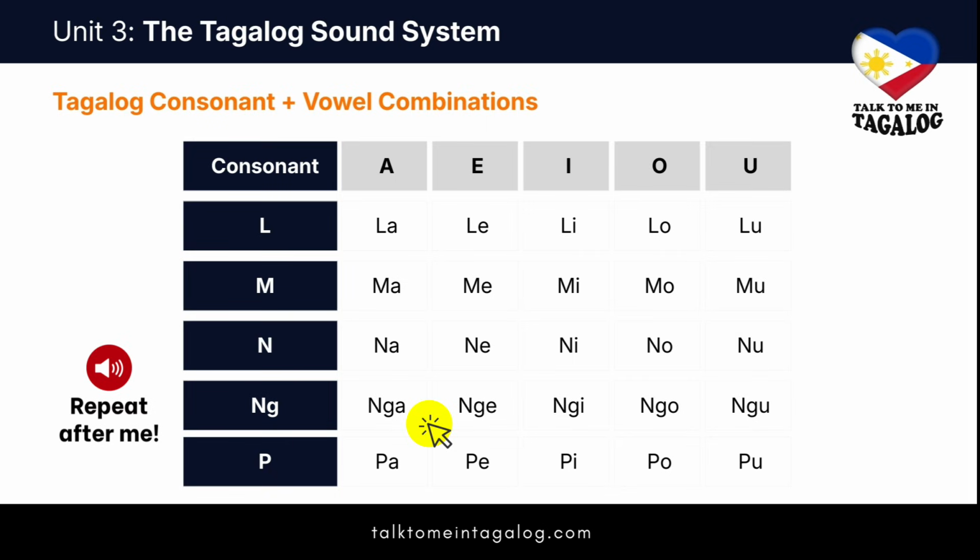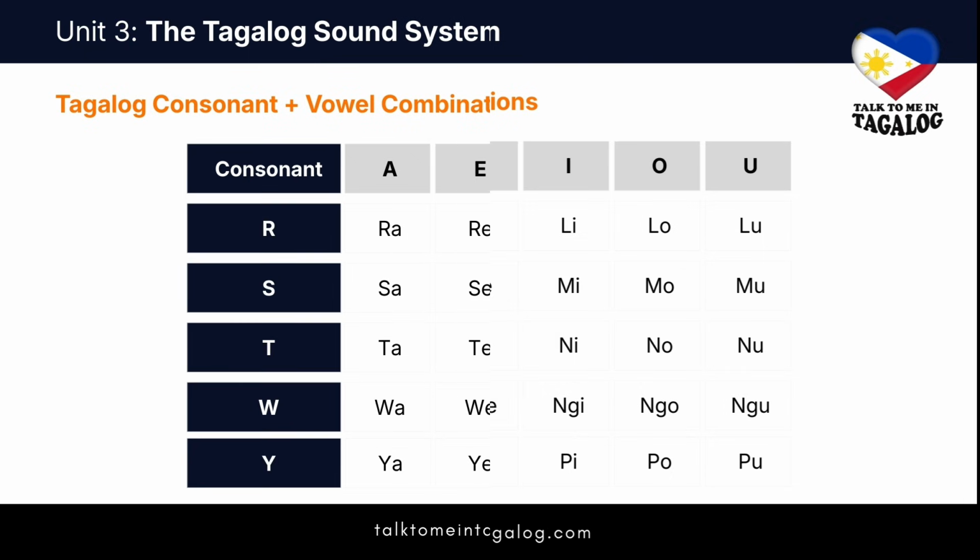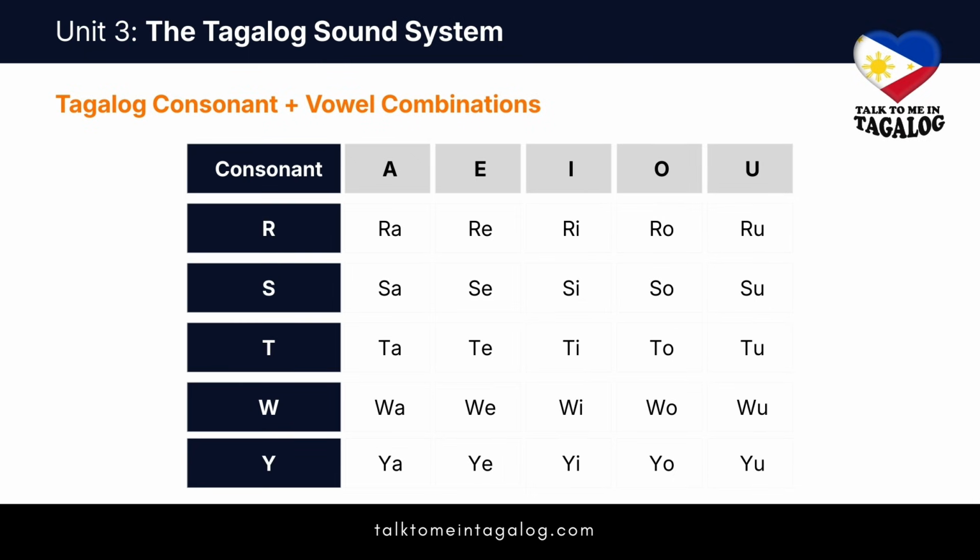Nga, nge, ngi, ngo, ngu. Pa, pe, pi, po, pu. By now, you can trust the spelling. If you can read it, you can say it. Let's finish the last set.